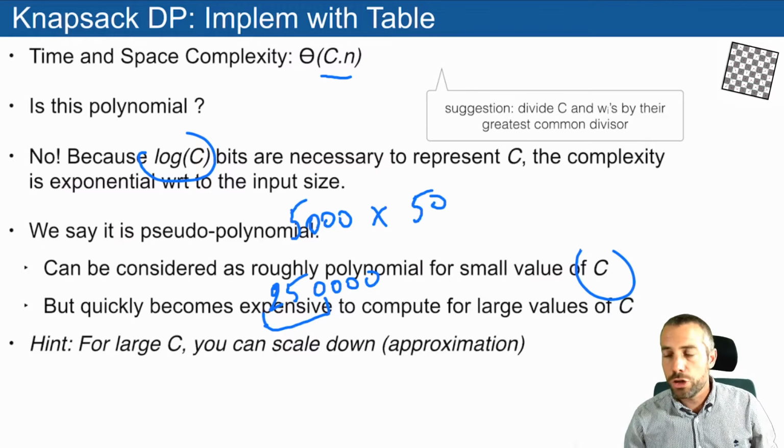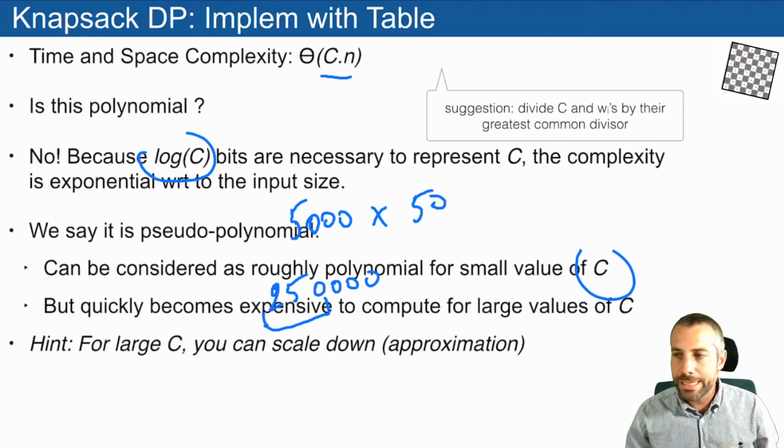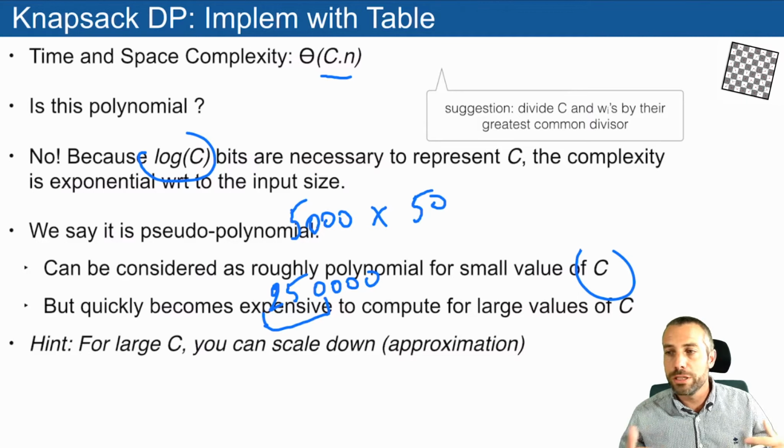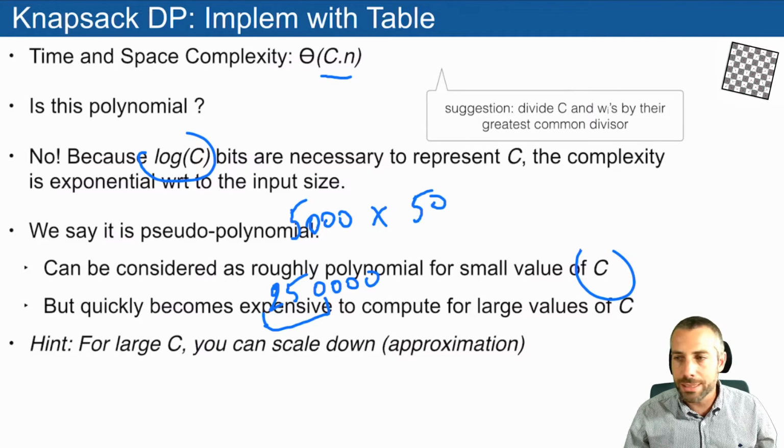By the way, a trick that you can use as a first approximation, but of course you lose the optimality guarantee, is that you can scale down all the items by a same factor, so that you reduce the capacity. This is of course an approximation, but this is one way to scale up a little bit using dynamic programming and still retrieve pretty good solutions. And this is pretty interesting when you have large item weights and large capacities.